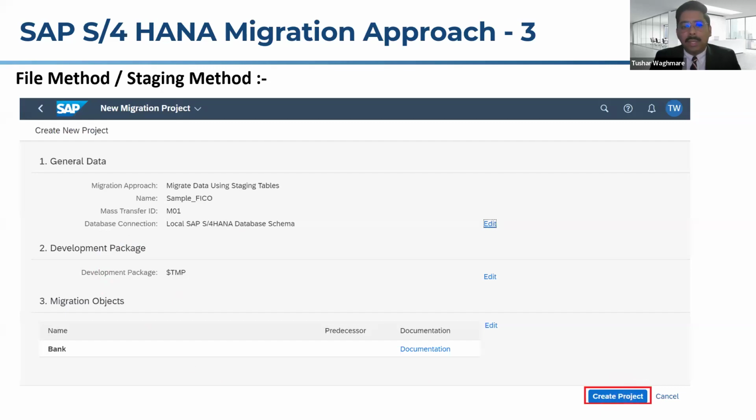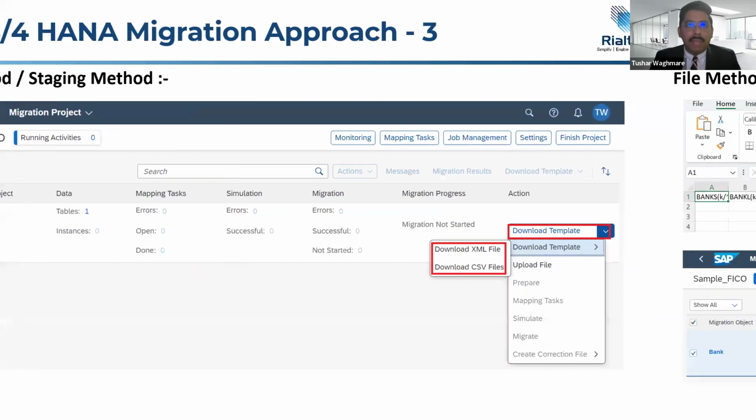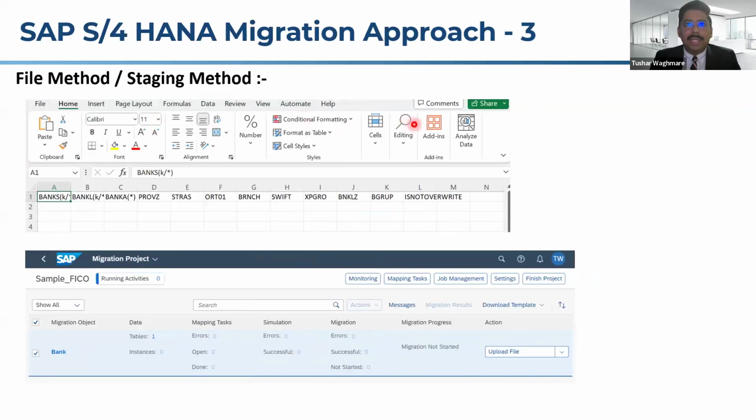Once we click on create the project, we will be able to see this screen. Here we can see the table 1 has been added, the migration object is the bank, and then we can download the template. There are two options: download the XML file and download the CSV file. If we click on the CSV file, we will be able to see this Excel sheet.